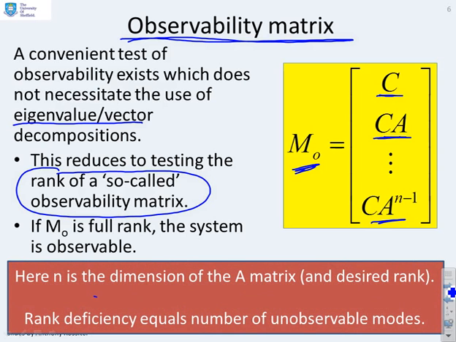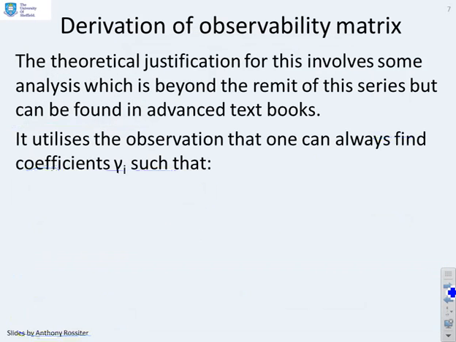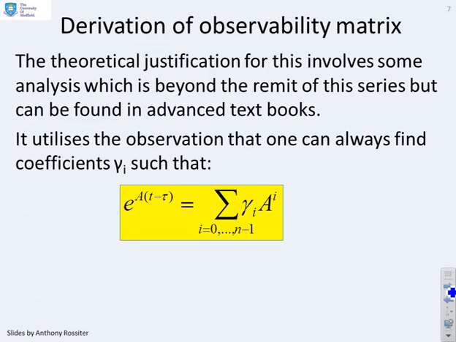You'll also notice that if this matrix M0 is rank deficient, then the rank deficiency equals the number of unobservable modes. The derivation of this is beyond what we want to do here, and you'll notice we gave a comment to this effect when we talked about controllability. So you can derive an identity a bit like this one here and follow some algebra, and you can show where this observability matrix comes from, but that's beyond the level or the depth that we want to go to in this video series.